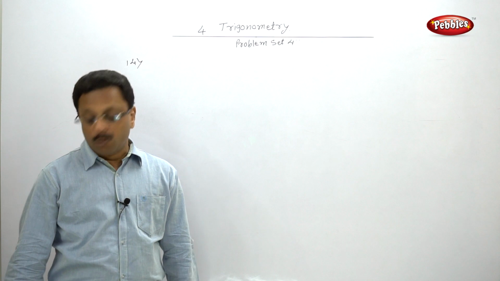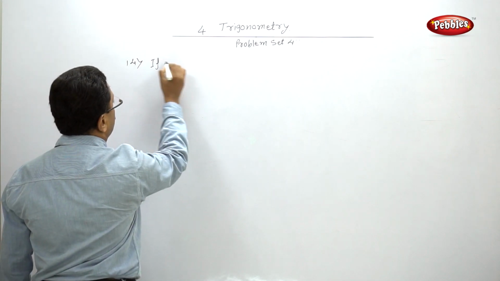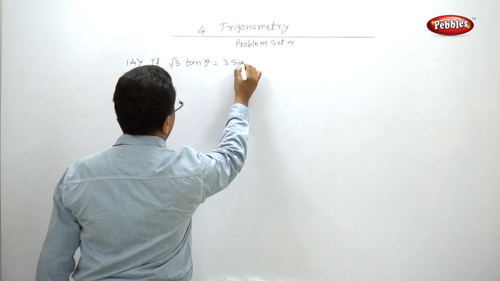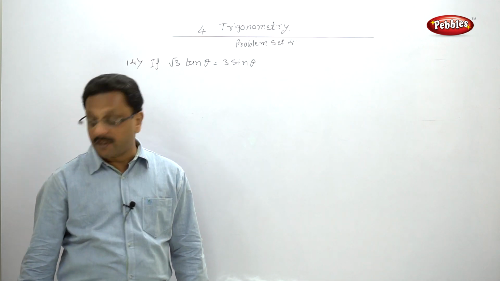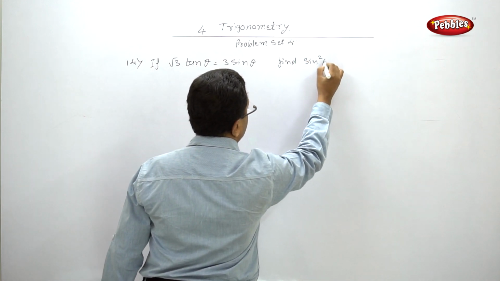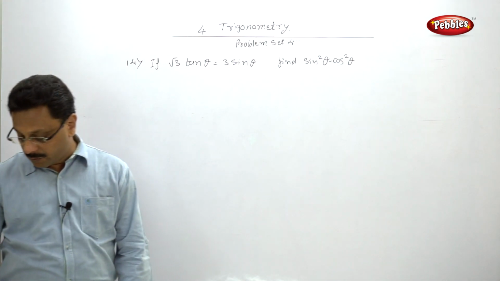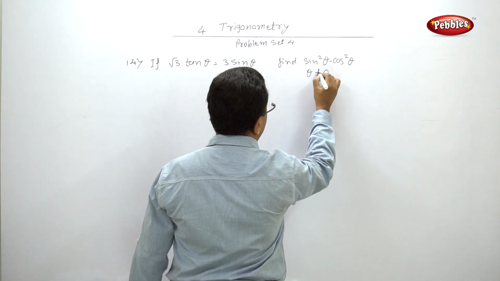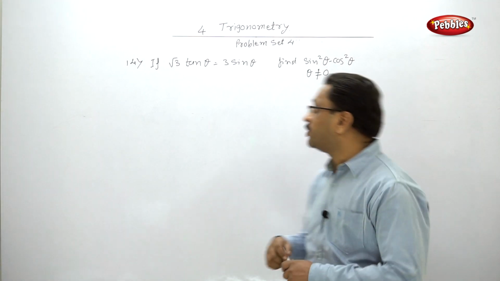If root 3 tan theta is equal to 3 sin theta, find the value of sin square theta minus cos square theta. They are given that the theta is not equal to 0. Very easy sum. Don't you think so?